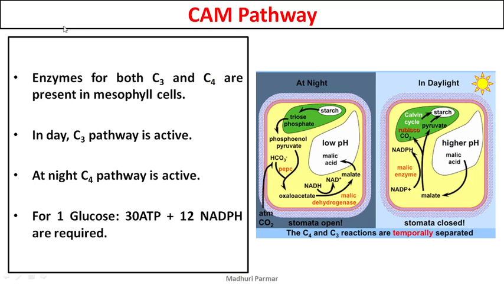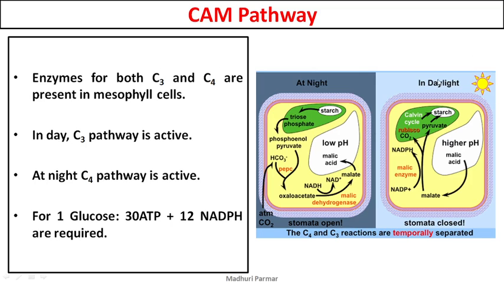Here, the enzymes for both C3 and C4 pathway, whatever the enzymes we had seen in C3 and C4, are present inside the mesophyll cell itself. Okay, so there is no Kranz anatomy in CAM plants as well. There is just one cell which is mesophyll cell, okay, one type of cell, mesophyll cell, and in these mesophyll cells you have the enzymes which are required for both C3 as well as C4 pathway.